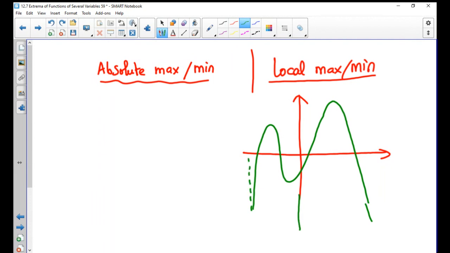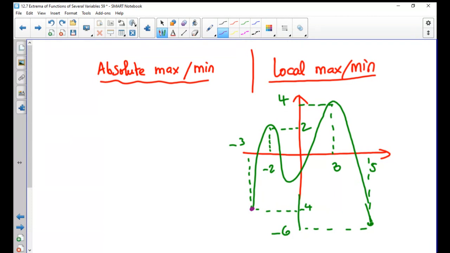Let me say this, for example, is -3. This is -4. This point is -6. Here, 5. This is 3, 4, and so on. Yeah, -2, 2, like this. Suppose you have a function, this function here. Its graph is like that.